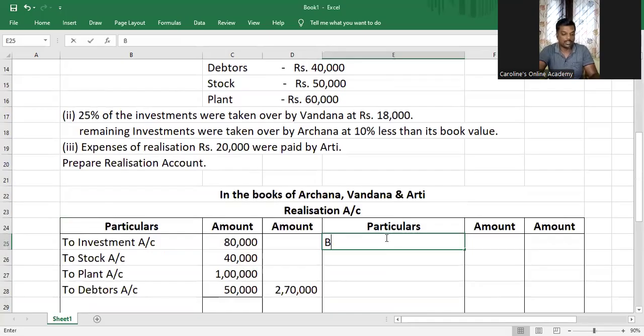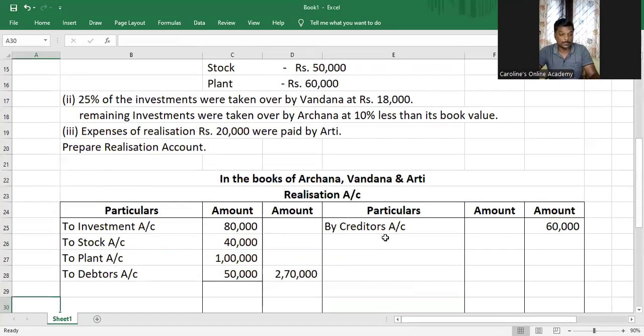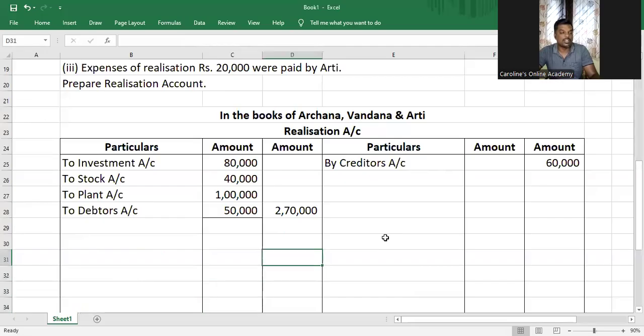And it will be transferred to the credit side of the realization account, 60,000. Understood or not, my dear children? So now that we have transferred all the assets and liabilities, it's time for us to sell the assets and realize them. When you sell the asset, you get money in the bank. So bank account will be debited and it is an income for the firm.